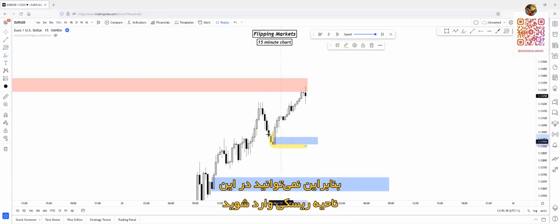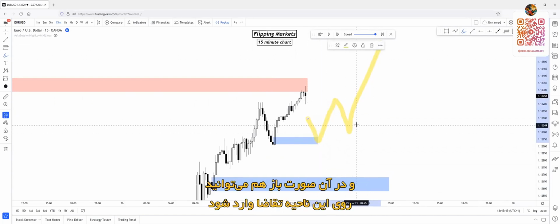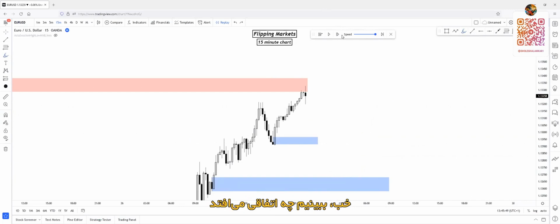So you can't open a risk entry on this zone or this zone. You will have to wait for a confirmation entry, some change of character, and after you can open a demand trade also on this zone too. So let's see what happens.